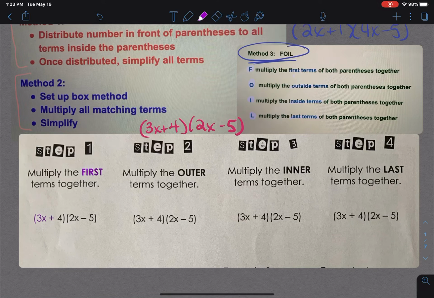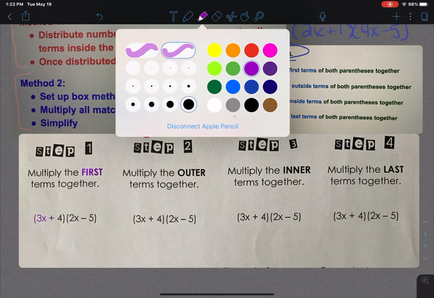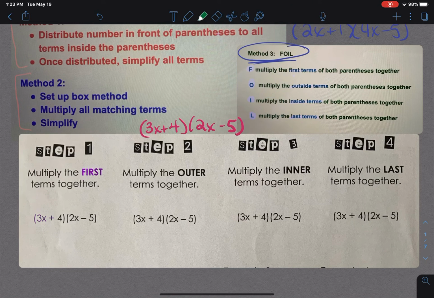multiplying, I'm trying to get my highlighter to work here. I guess it doesn't want to. Multiplying this number times this one, because they are the first numbers in both. So 3x times 2x is going to be 6x squared.